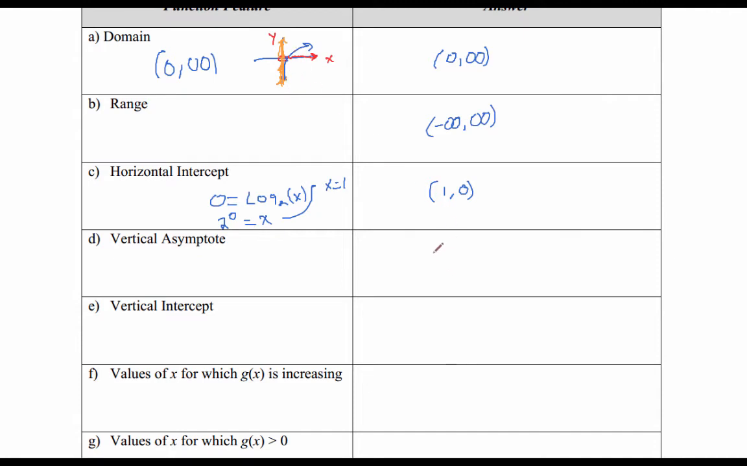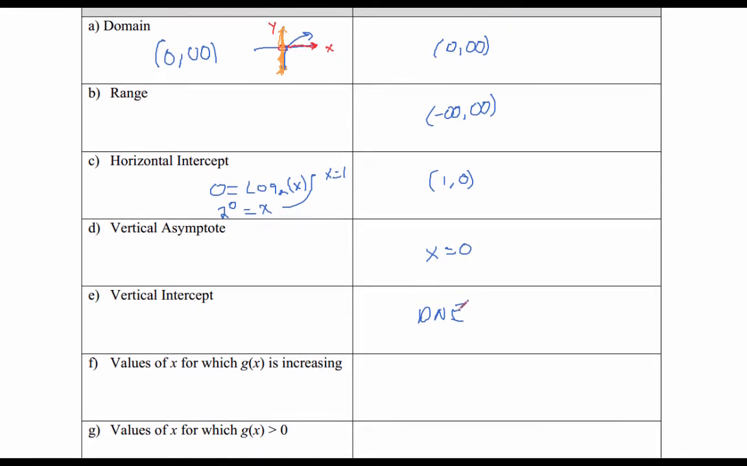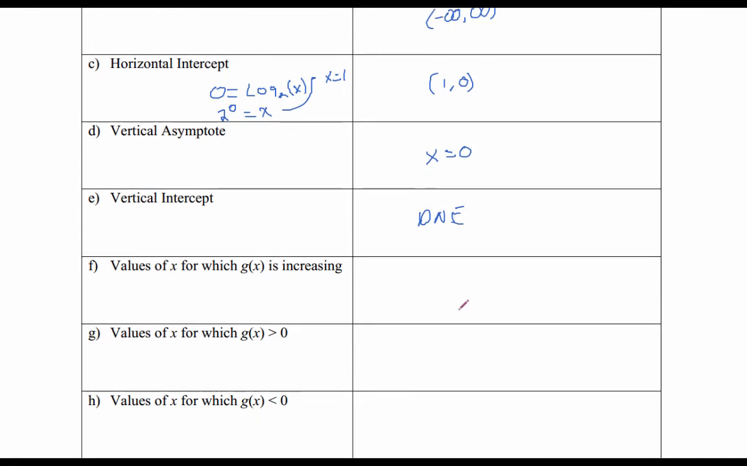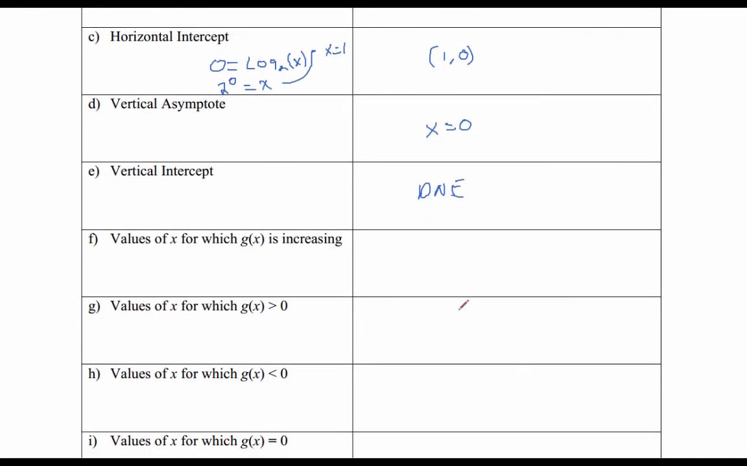So the equation of the y-axis is x equals 0. The vertical intercept, in other words, where does it cross the y-axis? It doesn't. The y-axis is a vertical asymptote. We just said that. So what that means is that there is no vertical intercept. You don't get to cross vertical asymptotes.